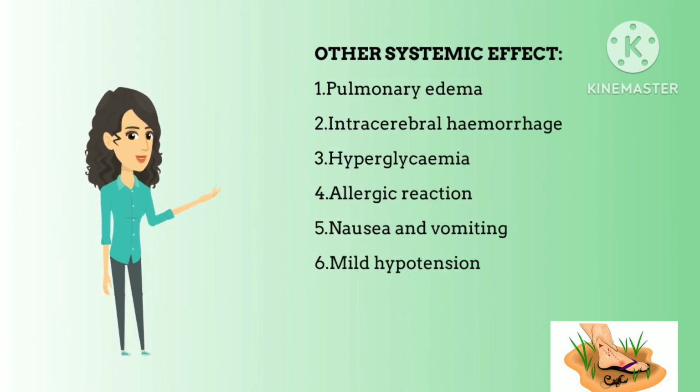Other systemic effects include pulmonary edema, which occurs within 2 to 3 hours of sting, and then intracerebral hemorrhage, which leads to hemiparesis from scorpion sting, and convulsion may occur. And then hyperglycemia, which is common with all species. And then allergic reaction also will occur. And then nausea and vomiting, and mild hypotension will also be present.